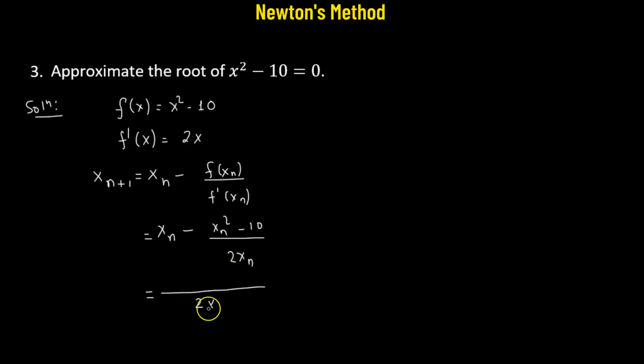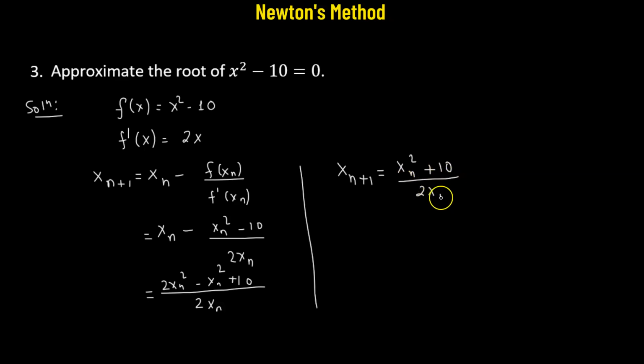Combining the two terms, we have 2x_n squared minus x_n squared plus 10, or simply put, x_{n+1} equals x_n squared plus 10 divided by 2x_n. What we'll do is start with a guess. Our guess will be x0. What could be the value of x such that when we square it, it becomes equal to 10? So we'll take x0 equals 3. Of course, 3 squared is 9, so 9 is not equal to 10, but this is a guess.